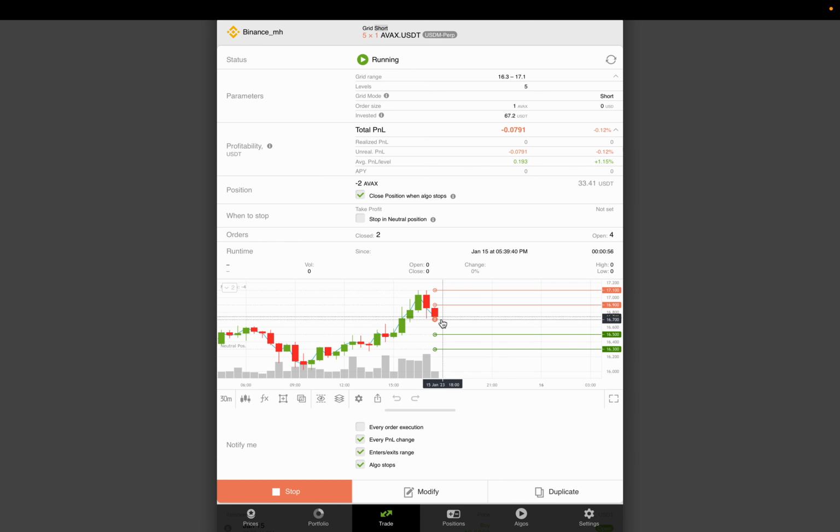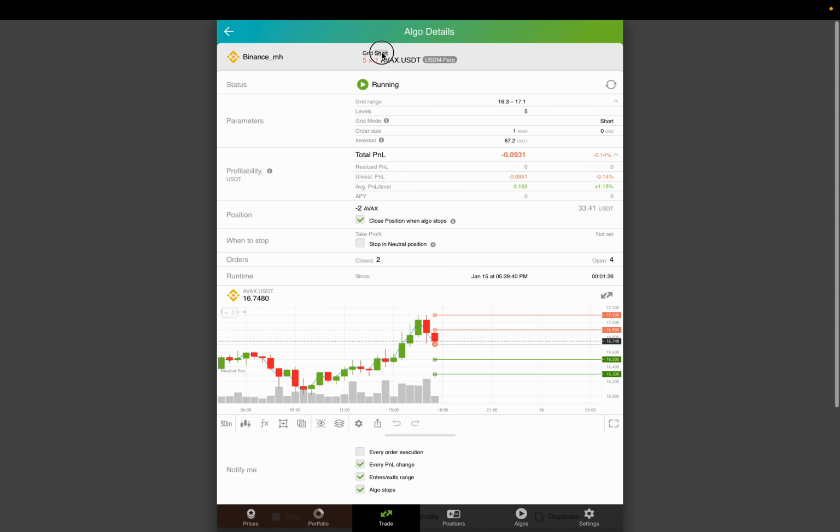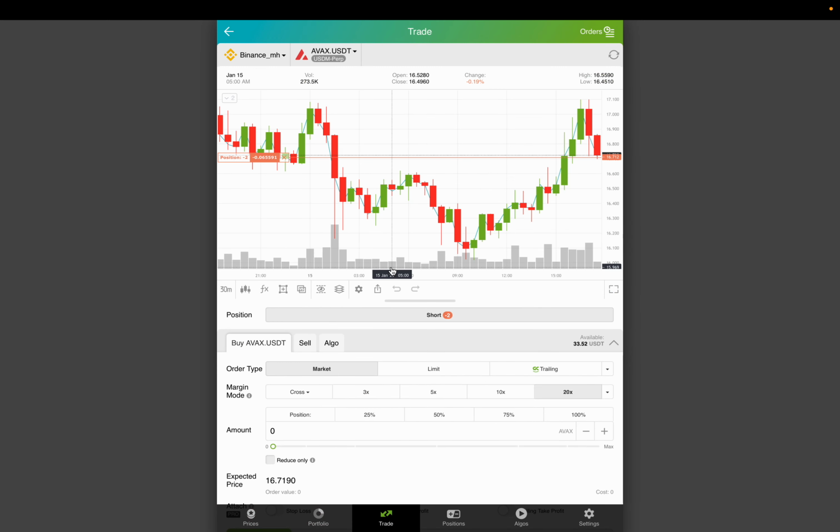And again, if you're wrong and the market price keeps rising, you'll have twice the risk. So you already have -2 AVAX, you'll sell another one here, another one here, you'll have -4 AVAX when the price leaves the range and goes higher. And basically you'll have twice the amount of risk than you would have if you had launched a neutral grid here instead of short. Okay, let's go back and recap.